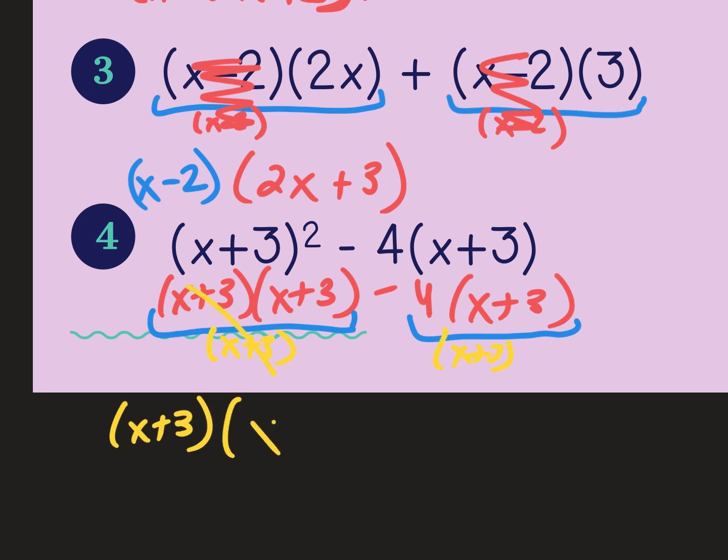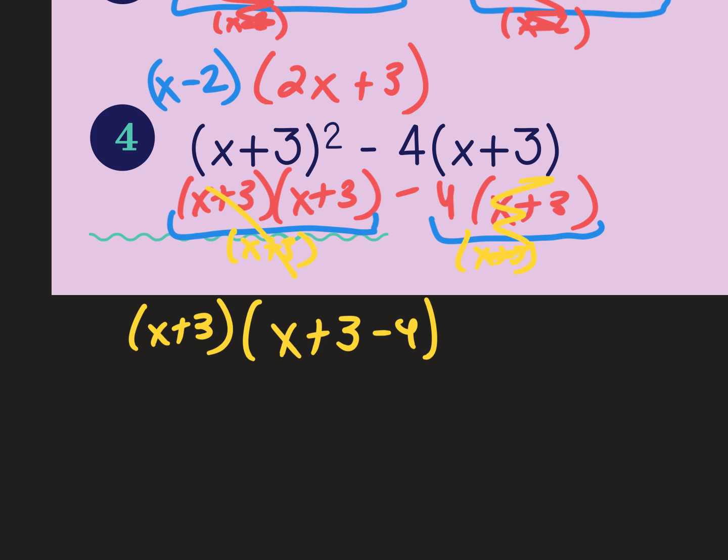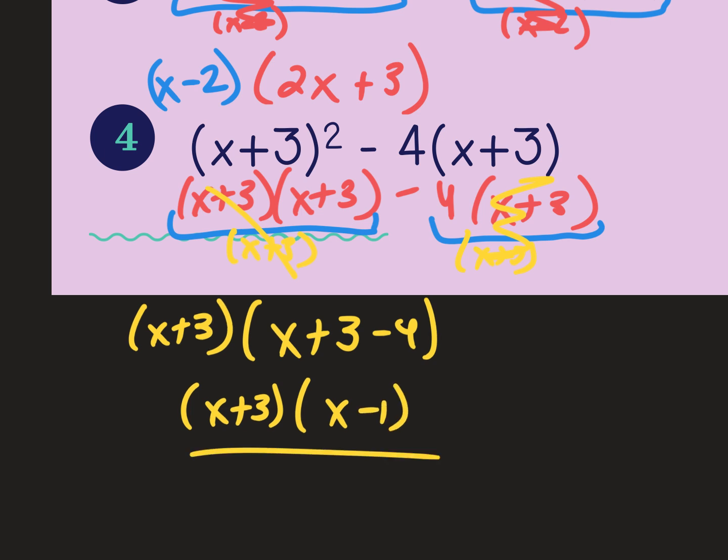And I'm left with x plus 3, what? What am I left with when I divide this out? Minus 4. Can I do a little simplifying there? Yes, x plus 3 times what? What's 3 minus 4? x minus 1. And there's your problem.